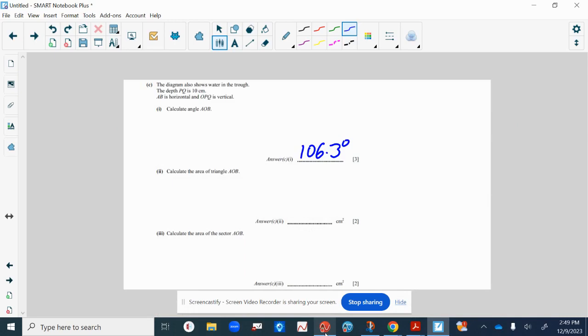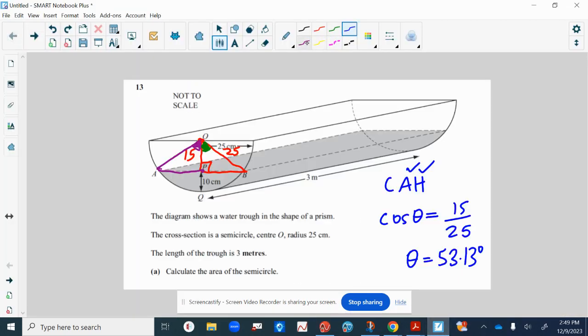Calculate the area of triangle AOB. Let's rub out the rest of it. It would be A to O to B. Well, this is a classic example, by the way. So it's half times AB sine C. So it's a trapped angle. Hopefully we've got all the information. We have, because it's the radius. So the angle is trapped in between the radii. So that is 25 and that is 25.